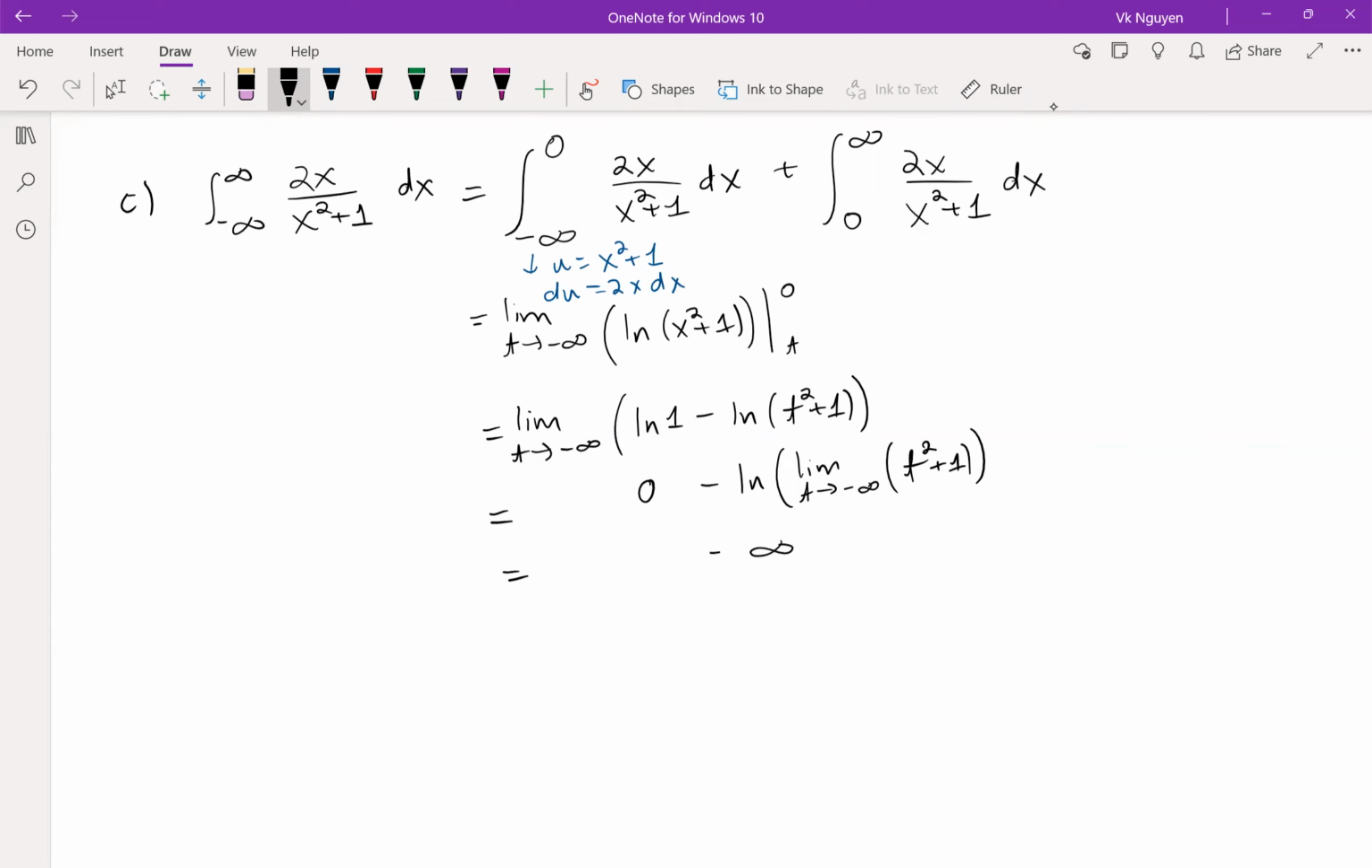One part of the integral is infinity, which is not a real number. We don't have to evaluate the other part, and we can say that the integral diverges. And that's the cool thing about computing improper integrals. If one part diverges, then the entire integral diverges.